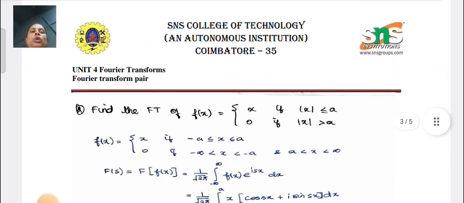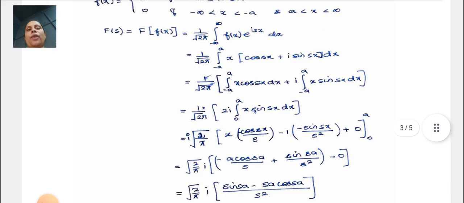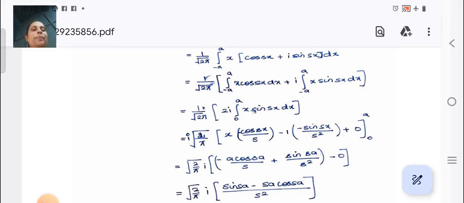So similarly we want to prove the next one also. Find the Fourier transform of f of x. Here the function is f of x equal to x if mod x less than a, and 0 if mod x greater than a. Here similarly we want to solve the Fourier transform. In this there is no deduction part given, so we don't need to use the Fourier inverse formula. We only want to find the Fourier transform.